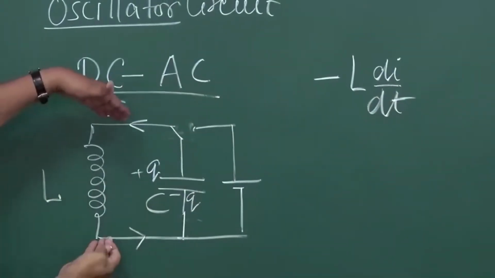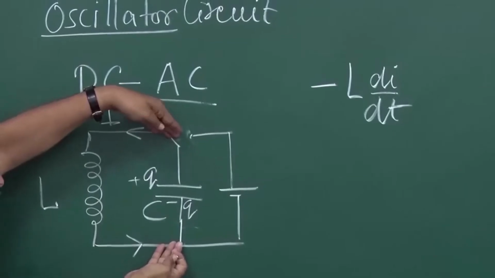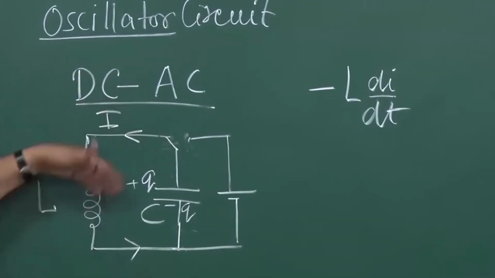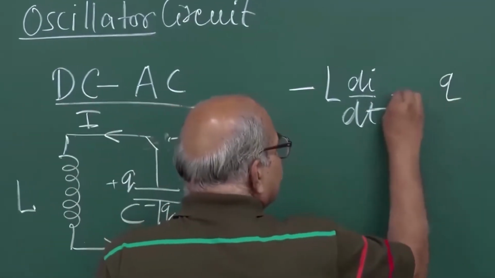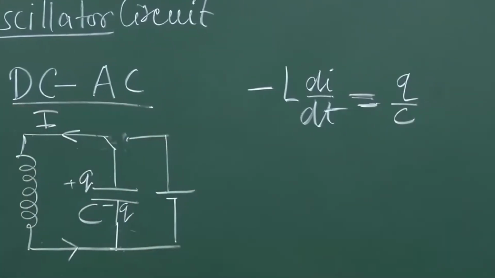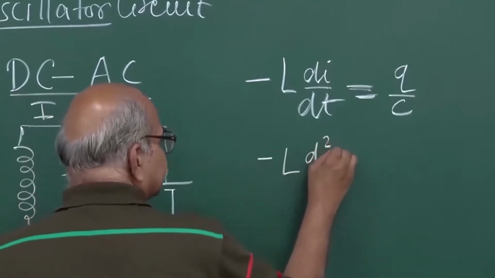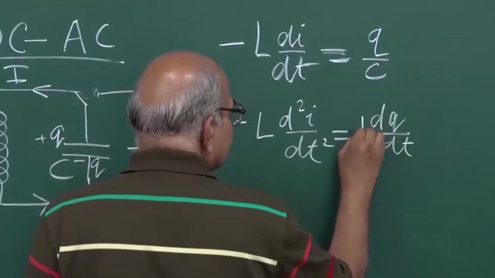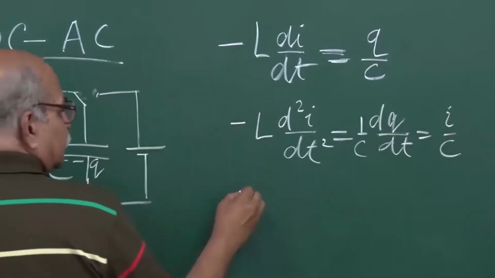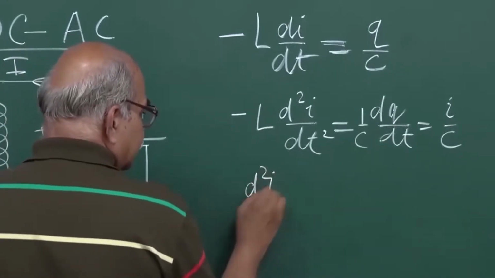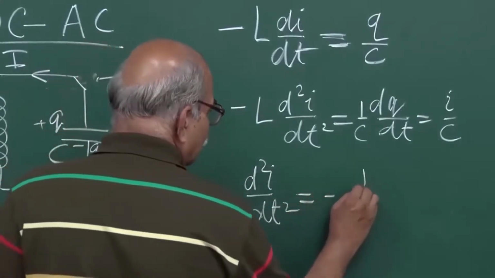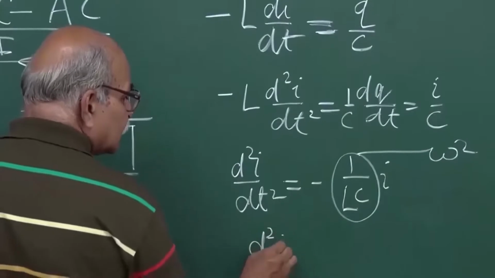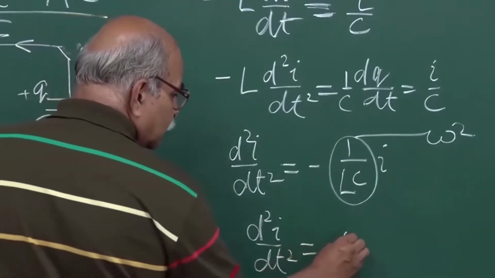So that's the kind of voltage that appears here, and the voltage that appears on the capacitor will be Q by C. Since these two points are the same, minus L di/dt should be equal to Q by C, and from here you can work out how this current will change in time. So if you differentiate, this is minus L d²i/dt² equal to dq/dt by C, which is I by C. You take L on that side, and you have d²i/dt² equal to minus 1 over LC times I, and if you write this as omega square, then d²i/dt² is equal to minus omega square I.